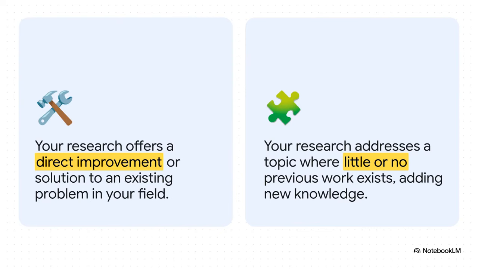Path 1. You can argue that your research is going to directly improve something that's already out there. Fix a known problem, make a process better. Or path 2. You can argue that your research is going to fill a gap. You're venturing into new territory where we just don't have a lot of information. Let's look at each one.